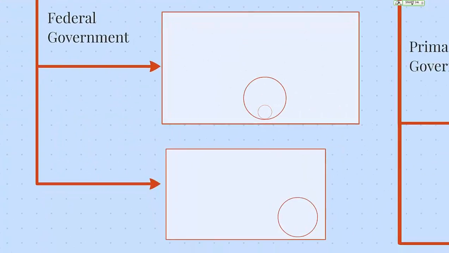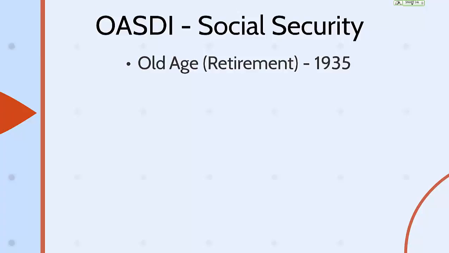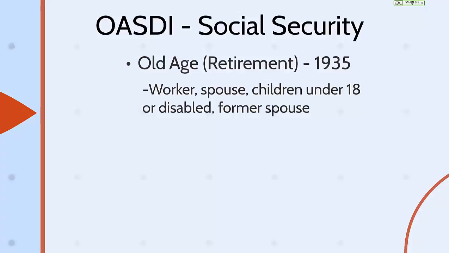Let's look at the specific plans first that are provided by the federal government. Let's look at OASDHI first, which is Old Age Survivors Disability and Hospitalization Insurance. Let's start with OASDI, or Social Security. Social Security consists of old age or retirement benefits which were established in 1935. The beneficiaries to retirement benefits are the worker, a worker's spouse, children under age 18 or disabled children, and a former spouse. Note that someone cannot collect as a spouse and as a worker. Generally, you would choose the benefit that is more generous.